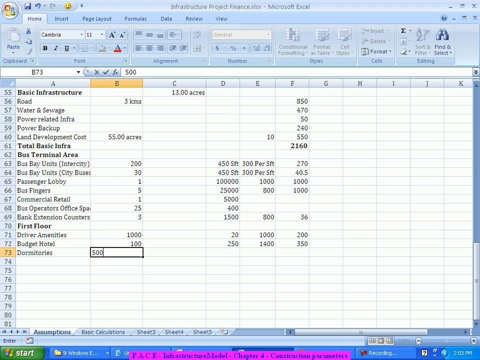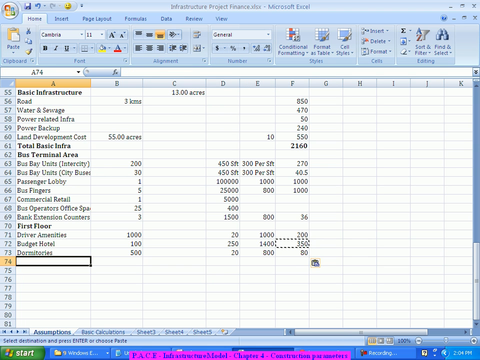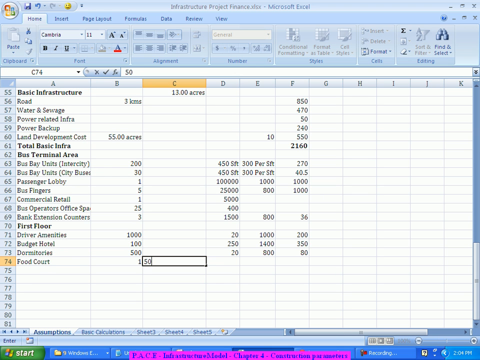Then there are dormitories, which can accommodate up to 500 beds, each with a 20 SFT space. Again, 800 per SFT is the usage. Okay. Then food court, one food court with 5000 SFT, and you are developing it with 1000 rupees per SFT. So this is the cost, 50 lakhs.